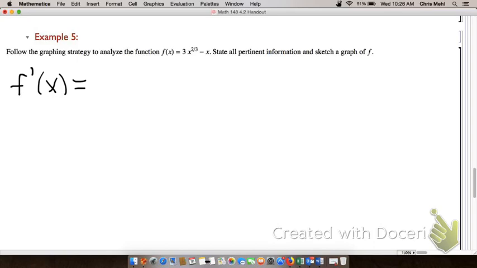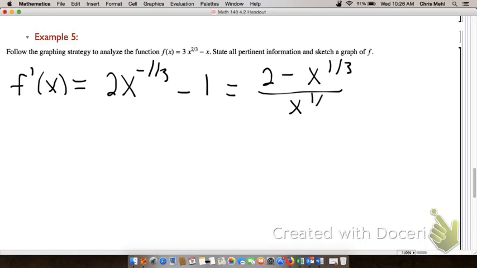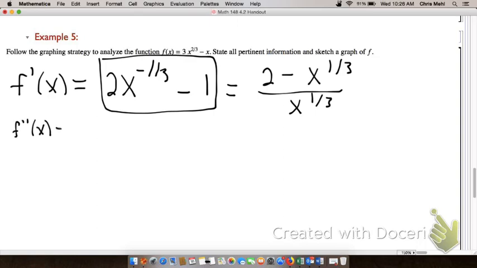Okay, so the 2/3 came out front. You got 2x to the minus 1/3 minus 1, which is equal to, and then we simplified and got 2 minus x to the 1/3 over x to the 1/3. Now, if we're going to take a second derivative, I'd rather not use the quotient rule, so I'm actually going to use the derivative in the form we obtained first. So the second derivative, f double prime of x, is going to be 2 times negative 1/3 x to the next lowest power, which would be a minus 4/3. And then simplified, this would be negative 2 divided by 3x to the 4/3.